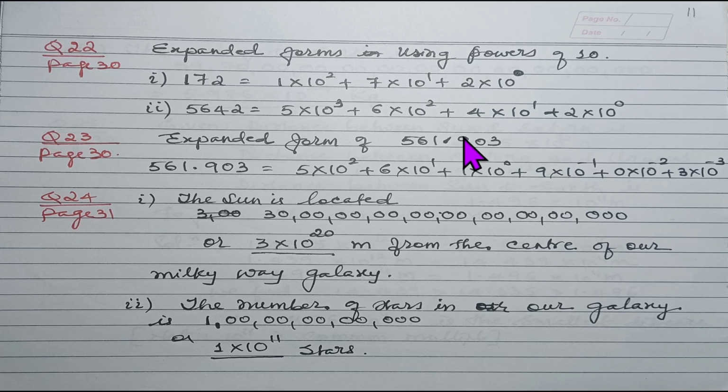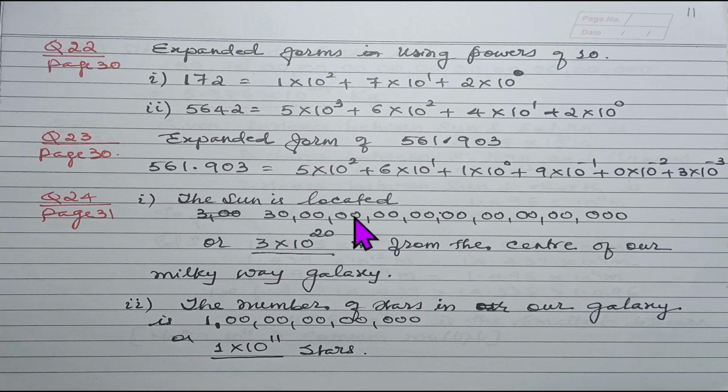Now let us take the decimal part. 9 we have to take as 10 to the power minus 1, because it is 1/10 of the place value. The second is 100th, and the third is 1000th. Therefore 9 into 10 to the power minus 1 plus 0 into 10 to the power minus 2 and 3 into 10 to the power minus 3. So that is the expanded form of the decimal number 561.903.